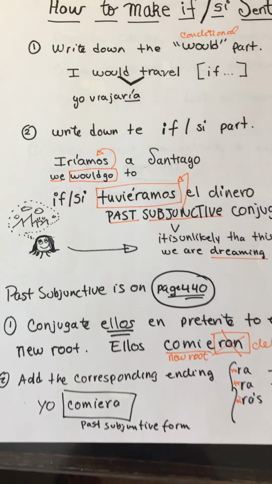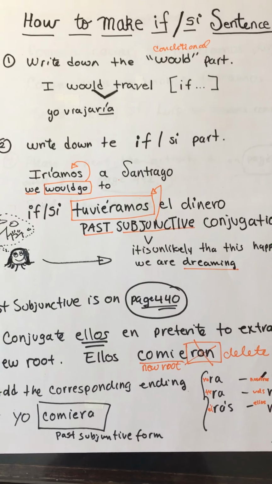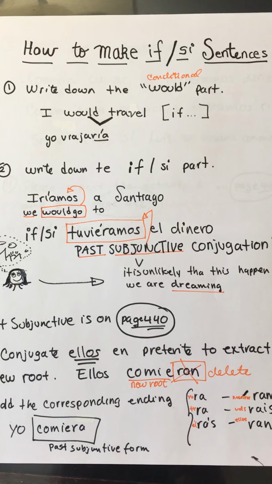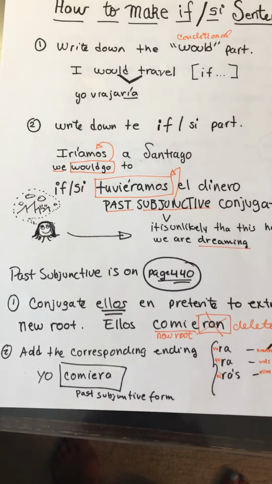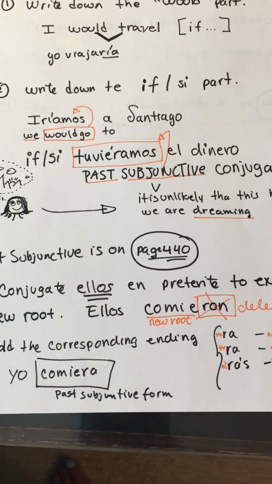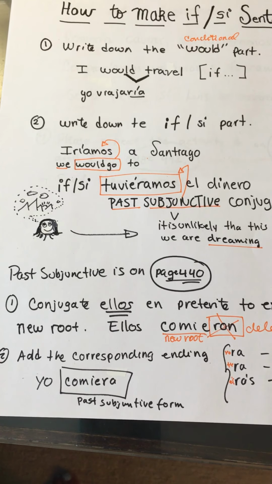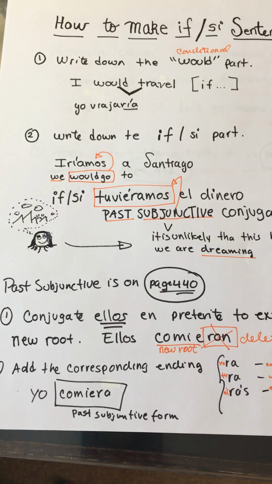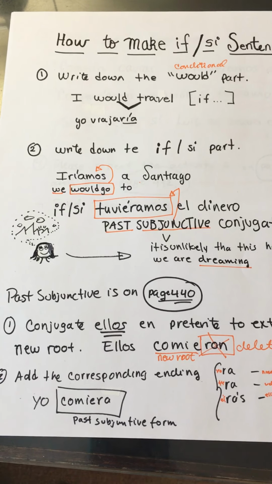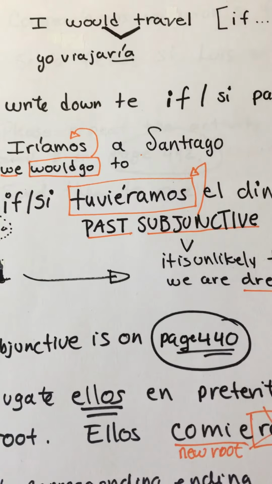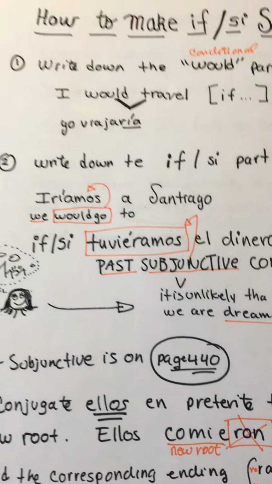So, we can use the if sentences when we are dreaming about something that is unlikely to happen. When we are dreaming, maybe we have a 10% chance that it happens, but probably not. So how do you do that? You conjugate the ellos in preterite to extract a new root, remember? The past subjunctive goes with the part that is the if. Si and past subjunctive. Okay?